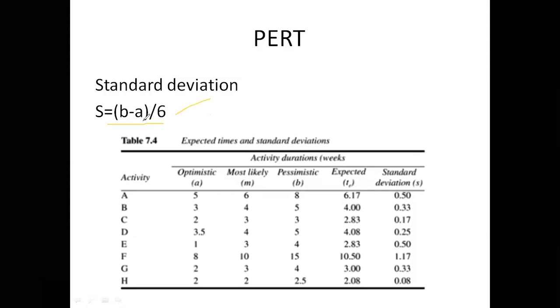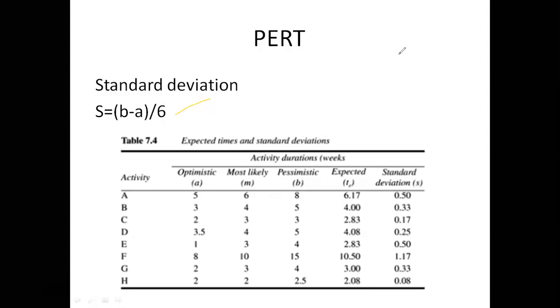Okay. A is the optimistic time and B is the pessimistic time. By using the above tables, the table is drawn here. So here, see this: S equals (B minus A) by 6. B is 8 here, A is 5, so 8 minus 5, 3 by 6. Sorry, pessimistic time B is 8 minus 5. Okay. So substitute the values in this equation.